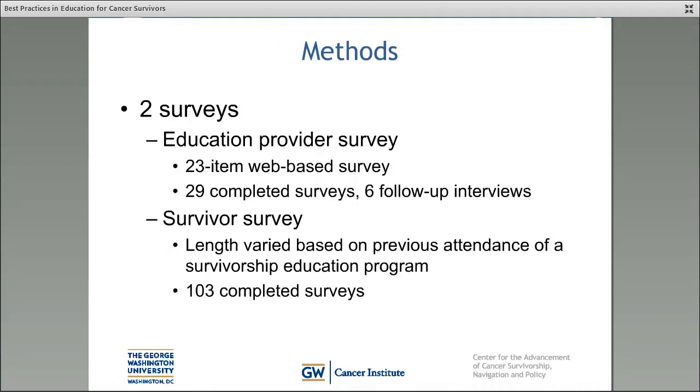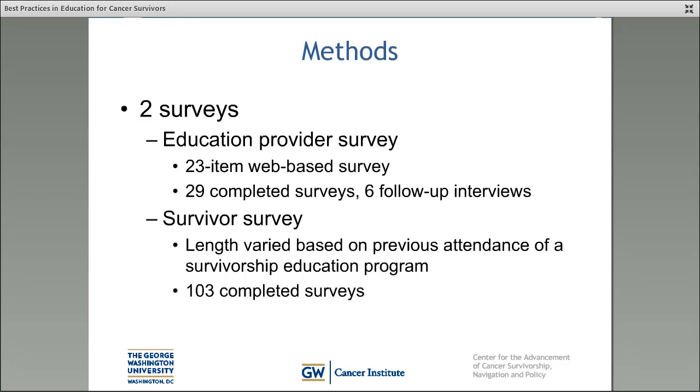To answer this question, we wanted to know what other institutions were doing to educate survivors, and we wanted to hear from survivors themselves about their preferences. The first survey was a 23-item web-based survey. This was sent to healthcare professionals who have developed or facilitated cancer survivor education programs. We used a convenient sample and snowball method to reach these programs. Participants were also given the option to identify themselves for a follow-up semi-structured interview to gain more insight into their education programs, structure, content, and delivery. We had 29 respondents and 6 individuals completed follow-up interviews.